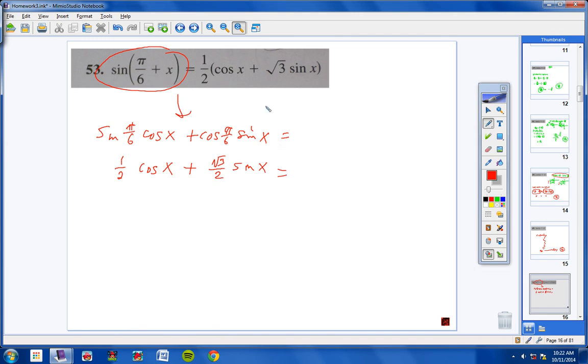Notice up here they factored out a 1/2. Well, let's pull out a 1/2 and see if we get the exact same thing they have over here. So here we go. 1/2 times cosine x would be 1/2 cosine x, and 1/2 times square root of 3 sine x would be square root of 3 over 2 sine x. So there we go. Exactly the same. Okay, moving on to 57.